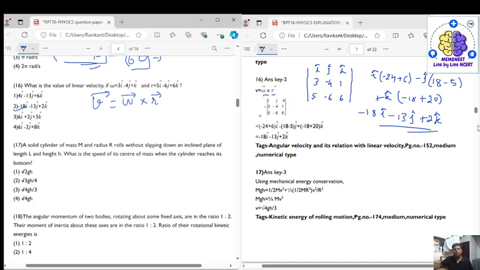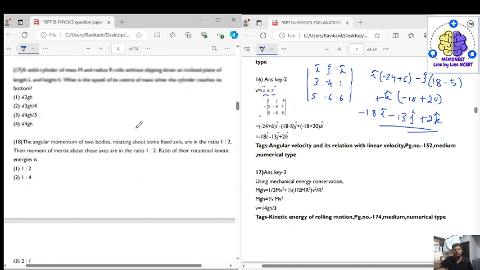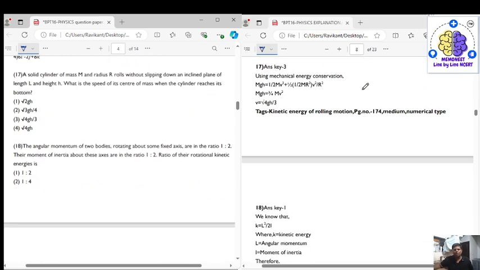That is what we have followed over here: v is equal to omega cross r. Now coming to question number 17. Question number 17 says that a solid cylinder of mass m and radius r rolls without slipping down an inclined plane of length L and height h. What is the speed of its center of mass when the cylinder reaches its bottom?